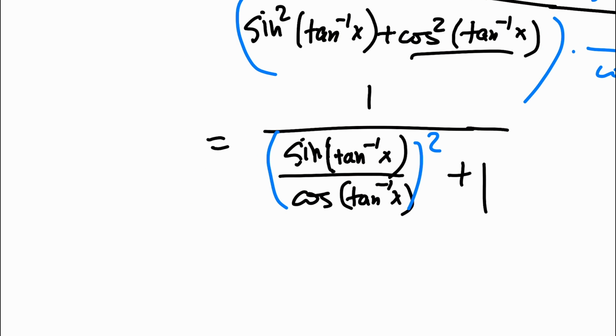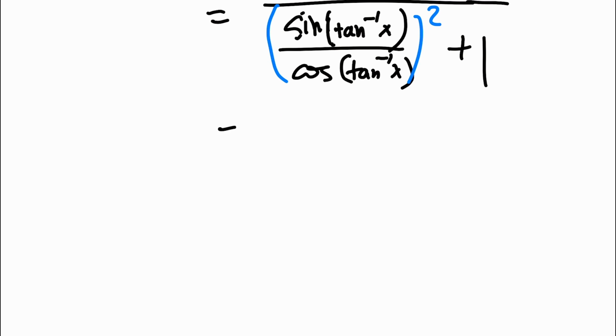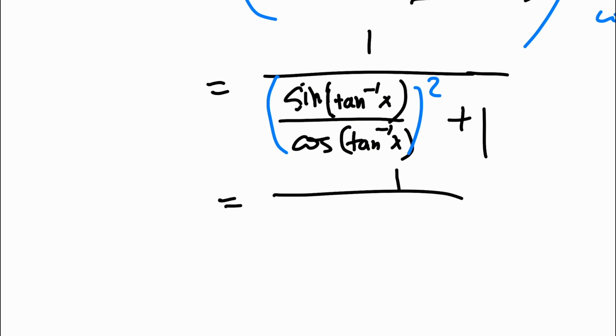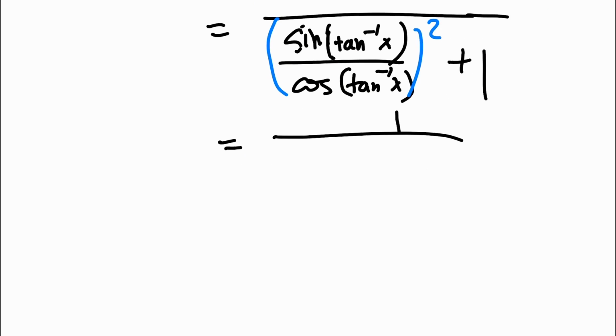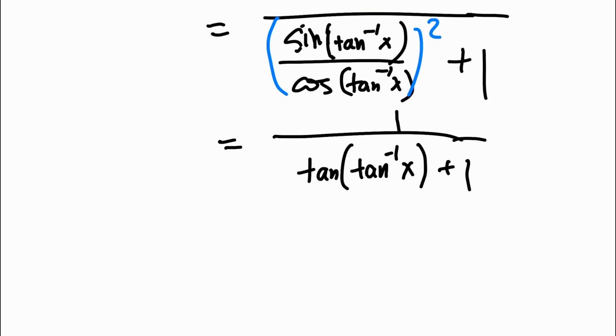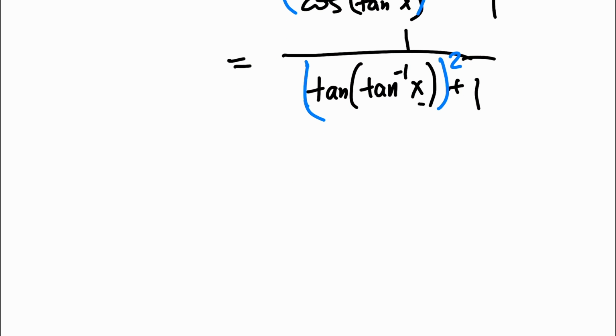So what we have over here is actually 1 over this thing. This thing, sine over cosine, so that's just tangent. So that's just tangent to the negative 1 of x, plus x. And we know that this is just x. And don't forget to square it. So there is a square over here. And that is just equal to 1 over x squared plus 1.